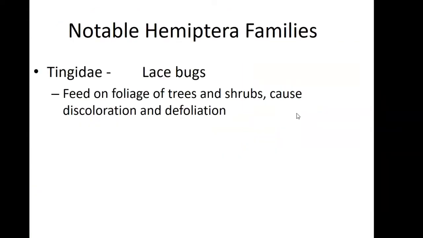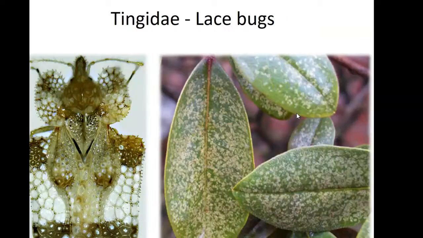And then lace bugs pretty much just feed on the foliage of trees and shrubs. They can cause discoloration and defoliation. Here's what a lace bug looks like, and here you can see the leaves, how they are stippled with the sucking on them.